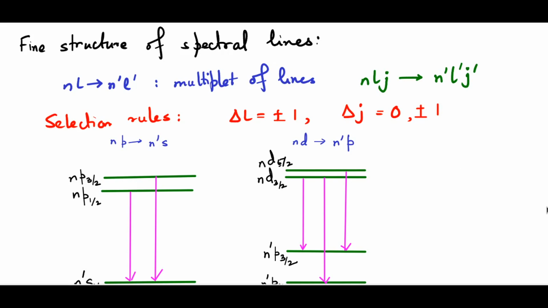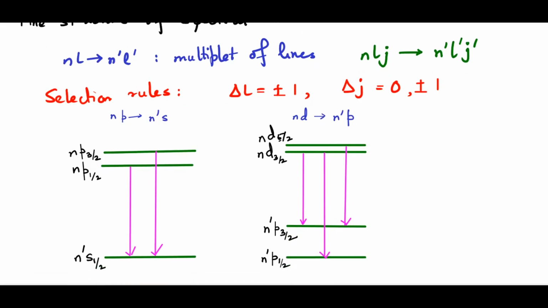Now, just to illustrate this issue for some specific cases, let us consider a transition from an np, some n value, to n prime s. So l equals 1 to l equals 0. Here the np level splits into 2 because of the fine structure effect. j can take 2 values, half and 3 by 2. So you have 2 levels. For n prime s, there is no splitting. There is a shift, but there is no splitting. So you have only one level, n prime s half. And from both of the upper levels to the lower level, you can have transitions.